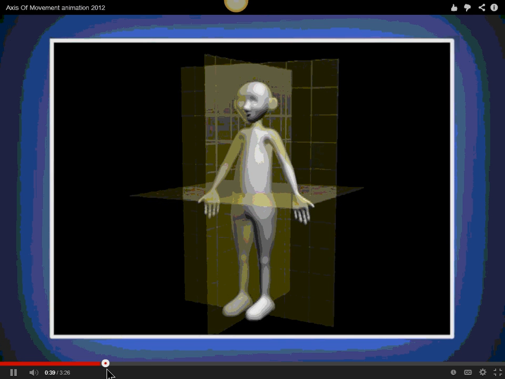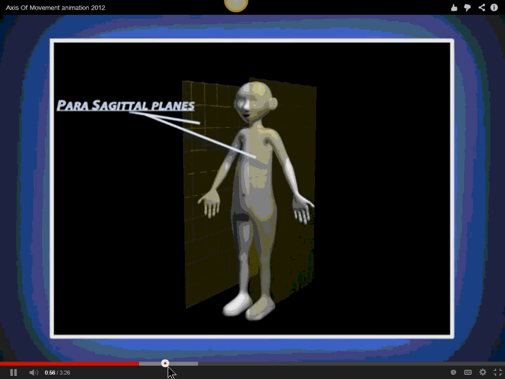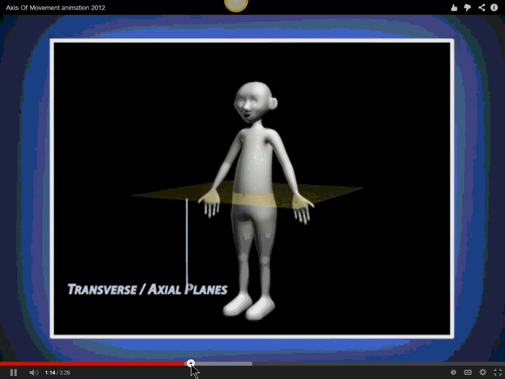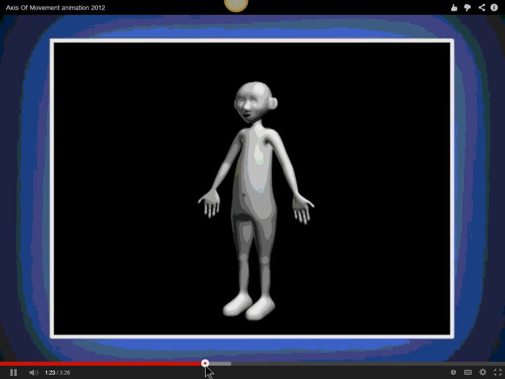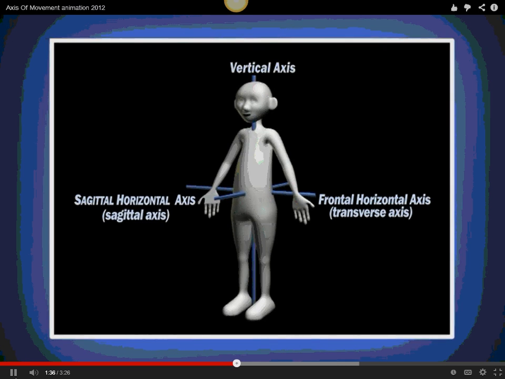Reference planes are more specific. Other sagittal planes is referred to as the top and bottom portion. They are human plane about an axis. There are three axes that we will be discussing: the frontal horizontal axis, the sagittal horizontal axis, and the vertical axis.